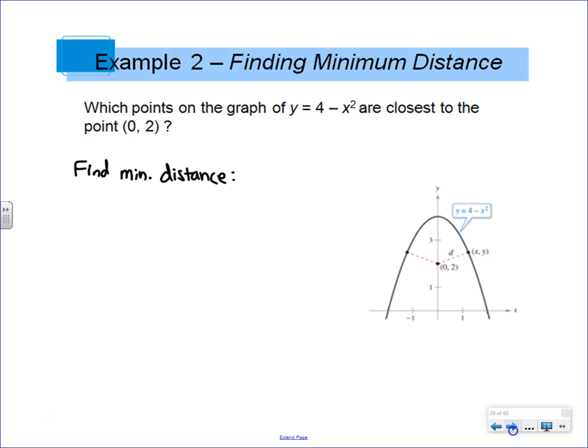Square root of y2 minus y1 squared. Right? No? Wait, is it that way? I was right. Who the heck said no?